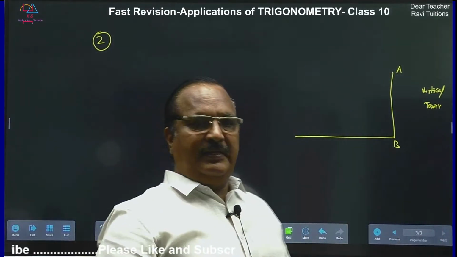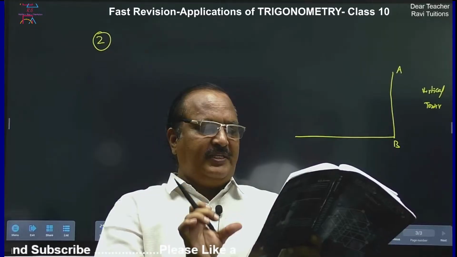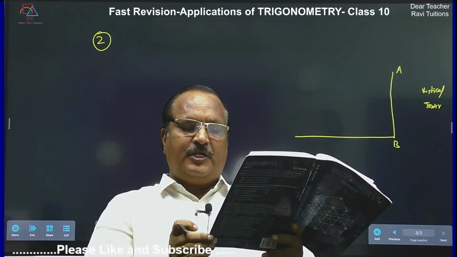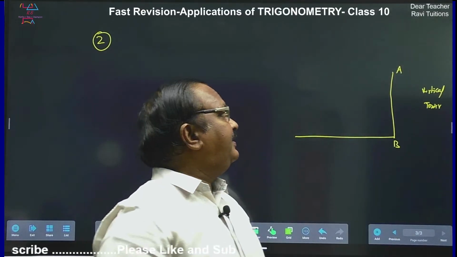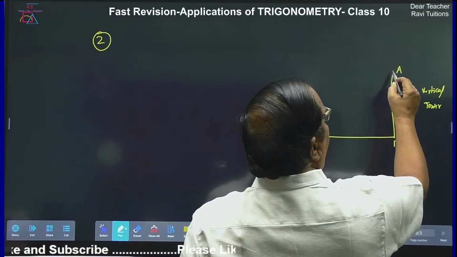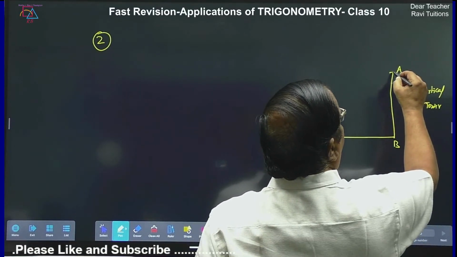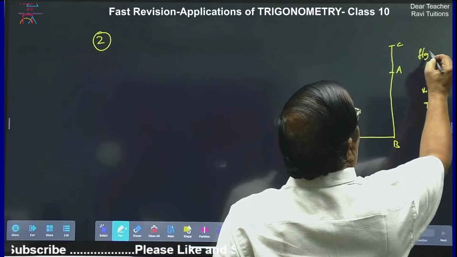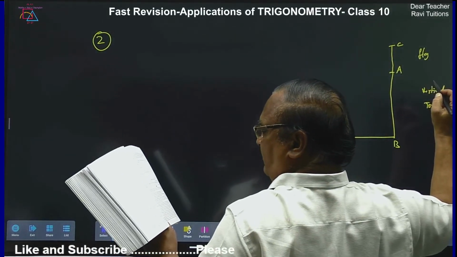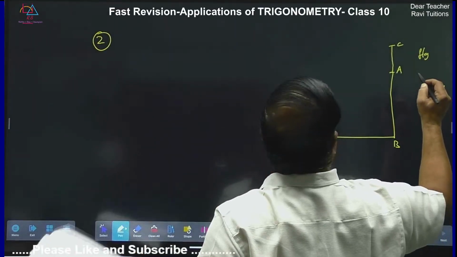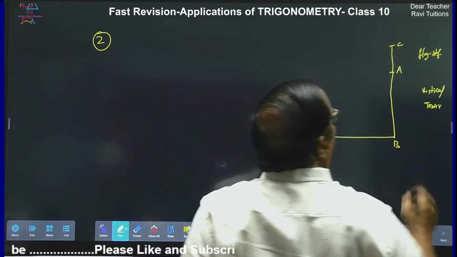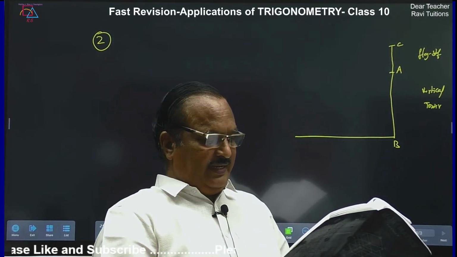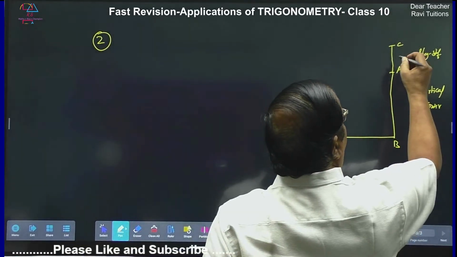Okay, so now first prize is over. Next, the tower is surmounted by a flagstaff of height 5 meters. That means on this there will be a flag pole. So this is the flag pole. Flagstaff means flag pole. On the tower, this flag pole is there, height 5 meters. This is given.